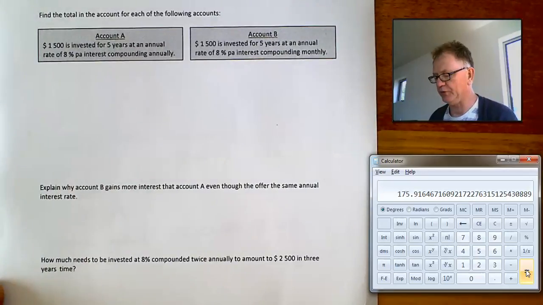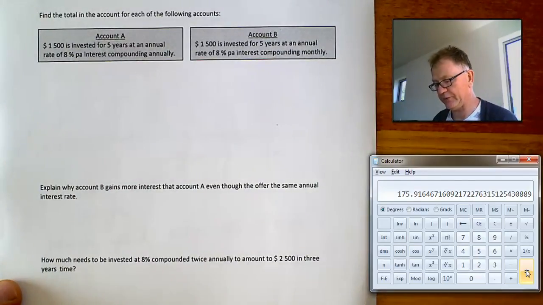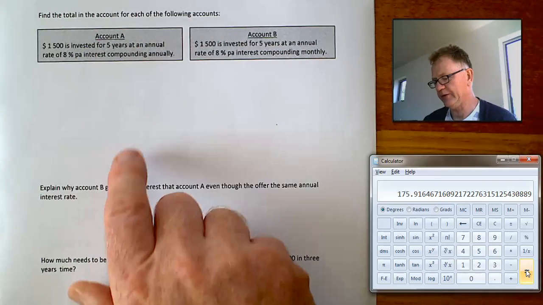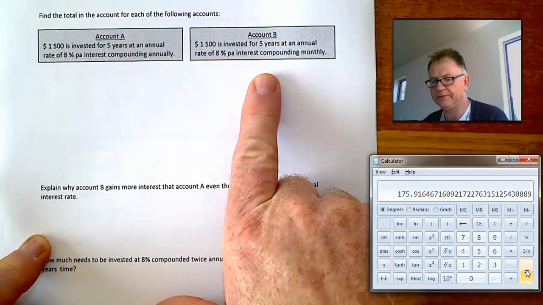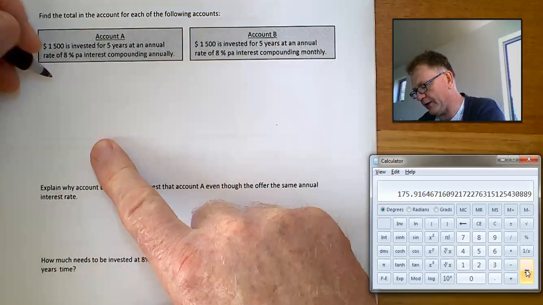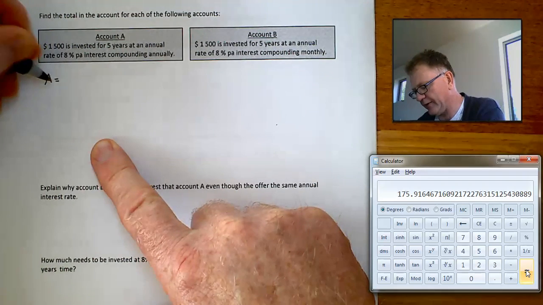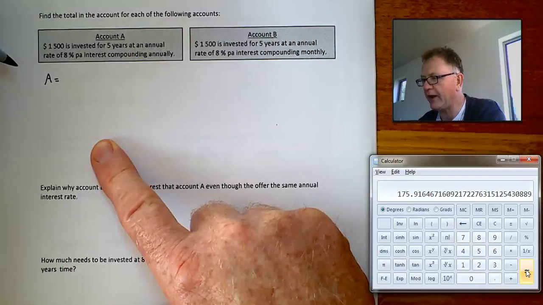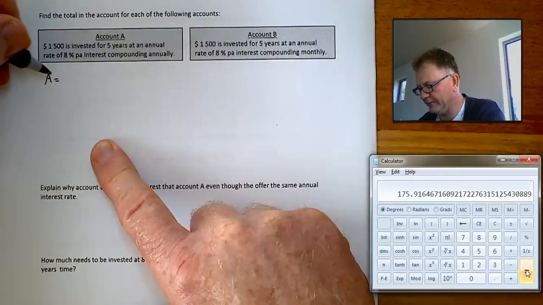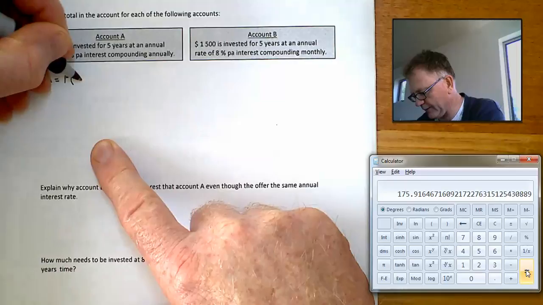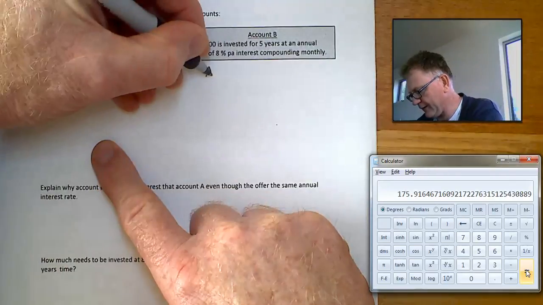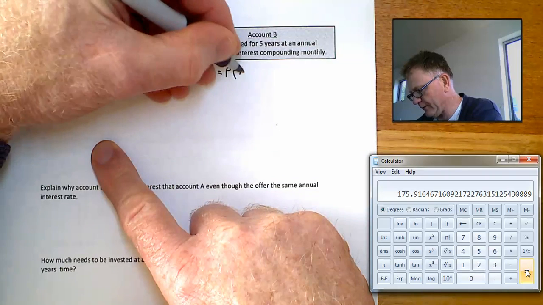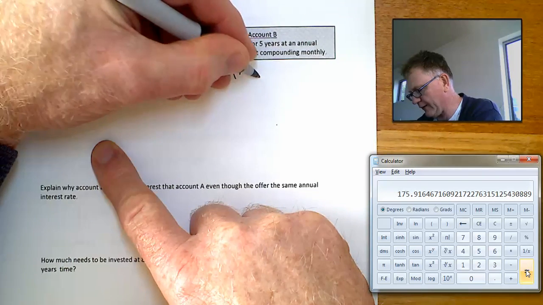Here we've got two bank accounts. They're both earning compound interest. This one's compounding annually, where this one is compounding every month. We can use the compound interest formula to work out the amount in the account in both cases at the end of 5 years. A equals P times (1 plus I) to the power N.